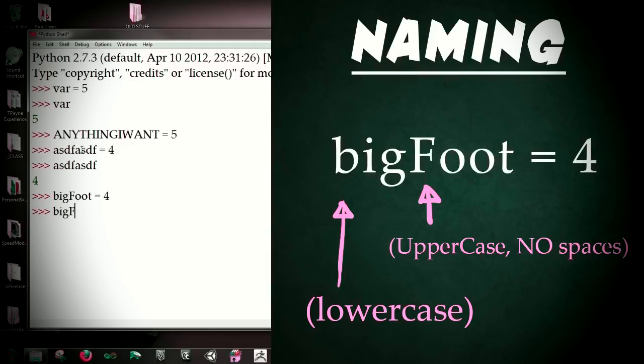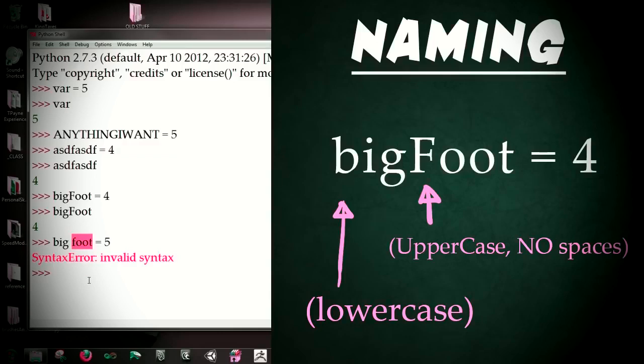This is a good practice to get into. Then type it again to make sure that the value is stuck. Be careful not to include any spaces in your variable names. So for bigFoot, you could type in big space foot equals 5 or 35 or whatever, and you'll notice you get a syntax error. What this means is that there's some sort of error in the way you typed it in, and the reason is that I included that space in between big and foot.